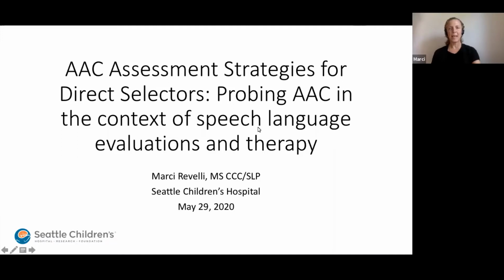Those are the kids who use their hands, probing AAC in the context of speech-language evaluations and therapy. This topic came about because therapists have asked me, "I just want some tools in my toolkit when a kid comes in for evaluation or for short-term treatment, in order to probe AAC to find out if it's going to be useful for them." So that's why we have this talk today.